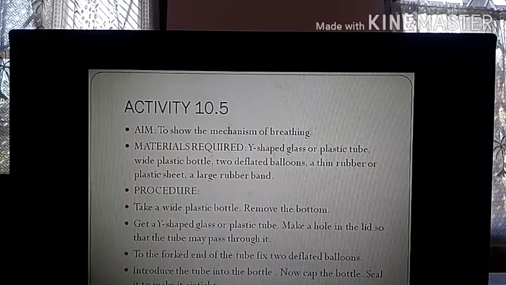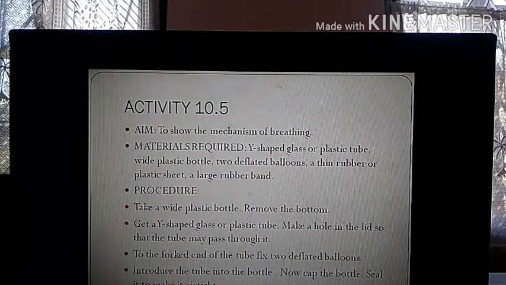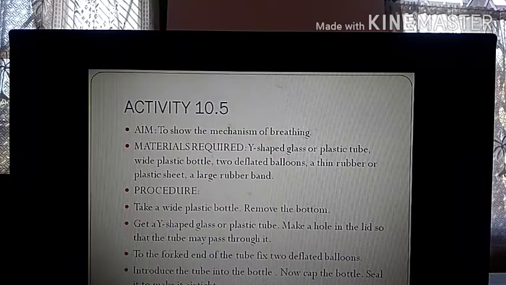Students, let's start with the explanation of the chapter Respiration in Organisms from the part that we left. In the last class we were studying about the mechanism of breathing, right? We were also studying about what is respiration, what is aerobic respiration, what is anaerobic respiration. We had studied how do we breathe, right? So now let's continue from the part that we left.